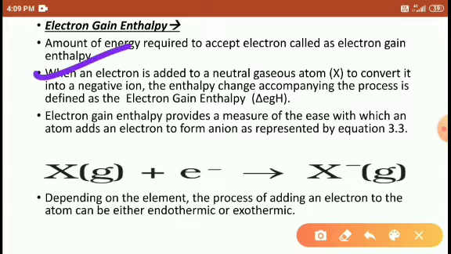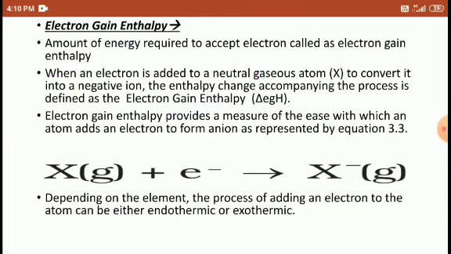So when an electron is added to the neutral atom X, it converts into a negative ion. The enthalpy change accompanying this process is defined as the electron gain enthalpy.